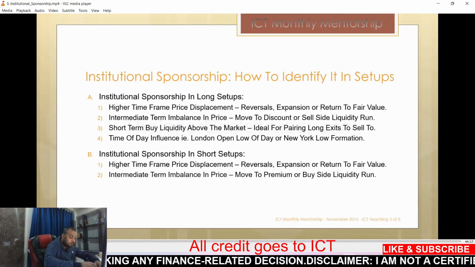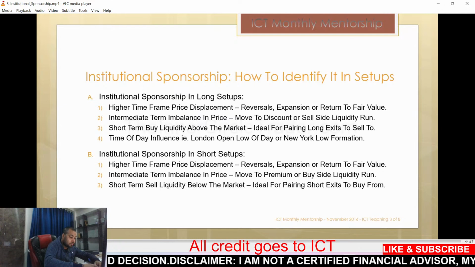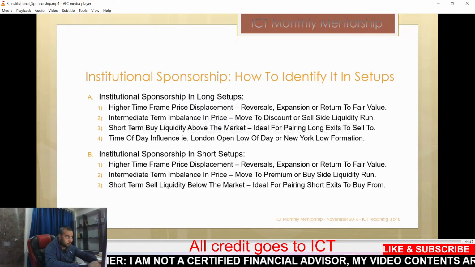And an intermediate term imbalance in price, that's seeing the price move to a premium or moving towards the buy side liquidity, make a run on the buy stops. And then short-term sell liquidity below the marketplace. This is going to be ideal for pairing short exits to cover. And obviously, those sell stops will be buying those from the counterparties in the marketplace.